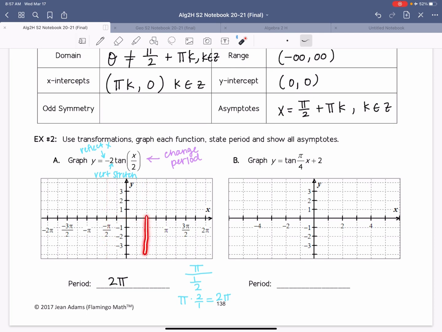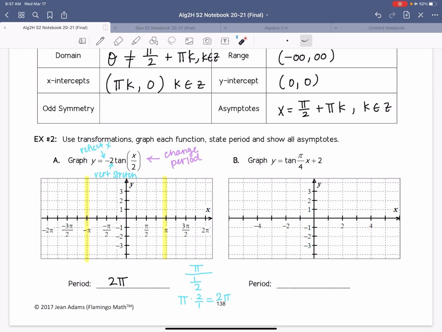So pi over 2 plus pi over 2 gives me pi, and negative pi over 2 minus pi over 2 would give me negative pi. So my new vertical asymptotes are at negative pi and positive pi. And again, we should check, does this have a distance of 2 pi between these periods? And yes, from negative pi to positive pi is a distance of 2 pi.